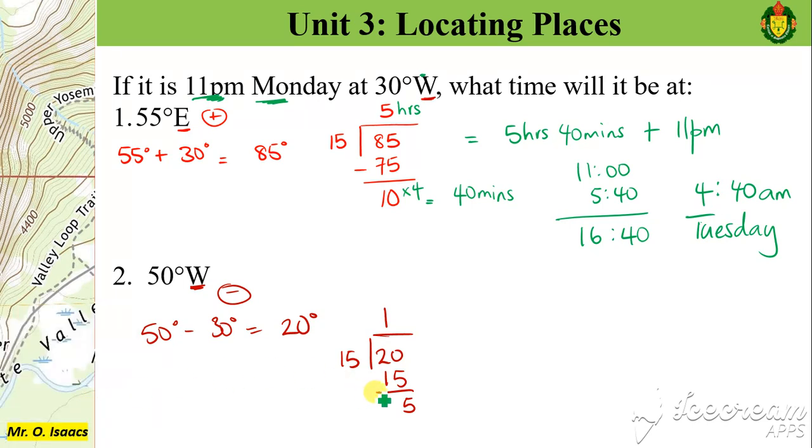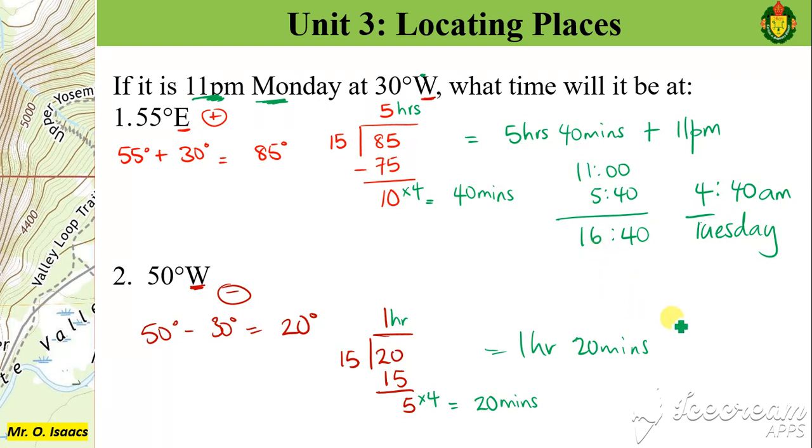So you're going to multiply that 5 by 4. 5 times 4 gives you 20. So we're left with 1 hour and 20 minutes. Alright, so it's 1 hour and 20 minutes. In this case, we're going towards the east, from 30 degrees west to 50 degrees east.